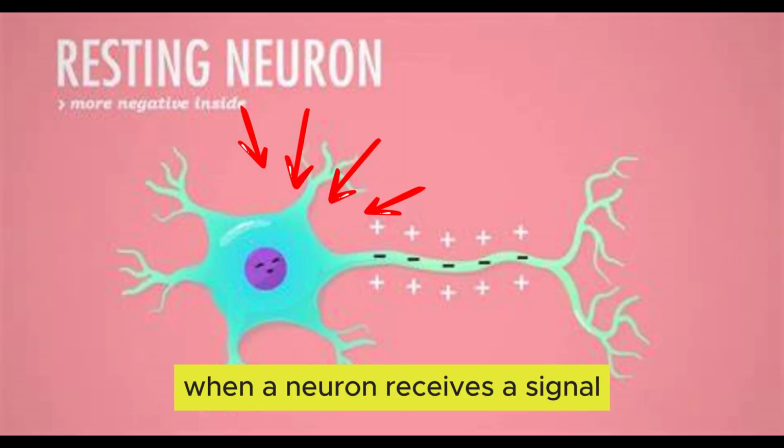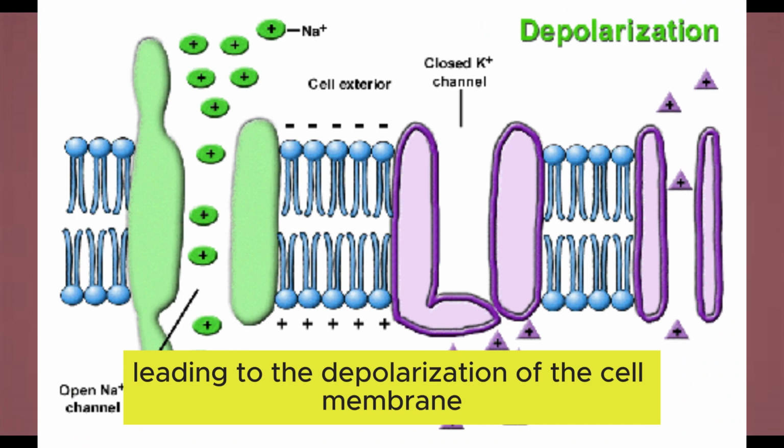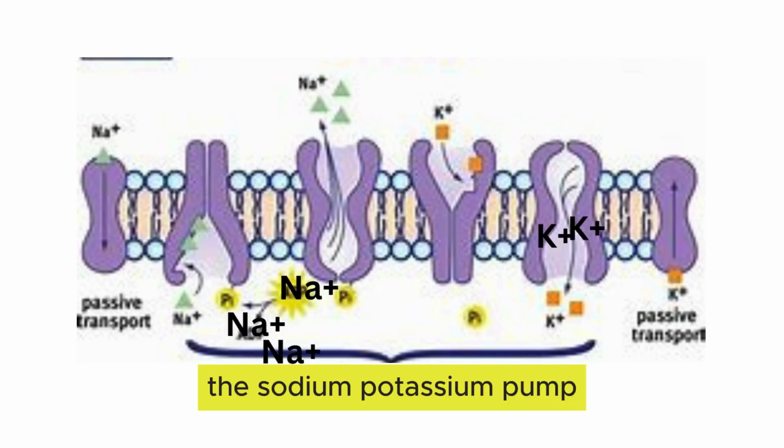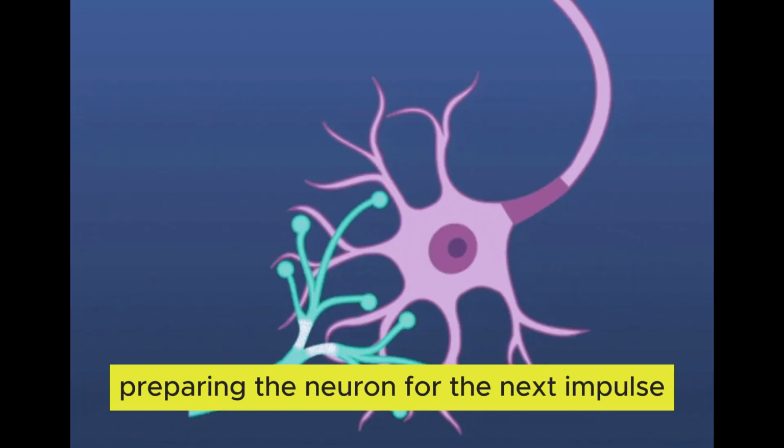When a neuron receives a signal, it triggers a series of events leading to the depolarization of the cell membrane. The sodium-potassium pump then helps restore the resting membrane potential, preparing the neuron for the next impulse.